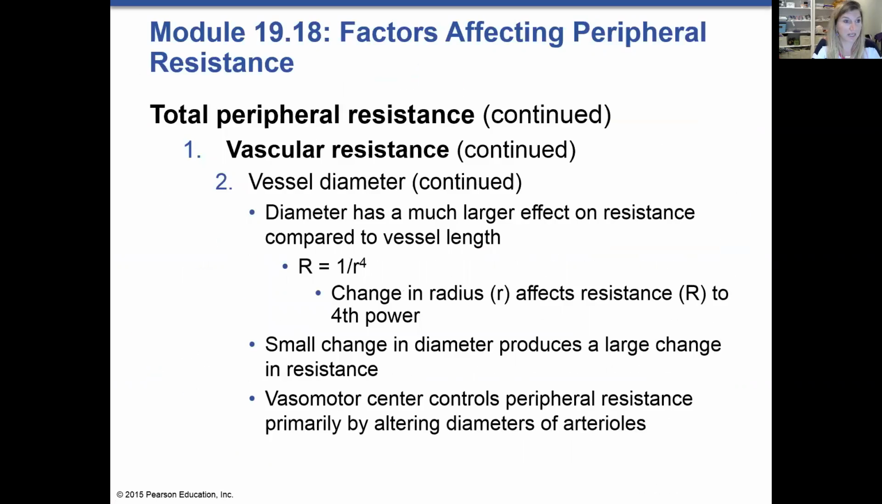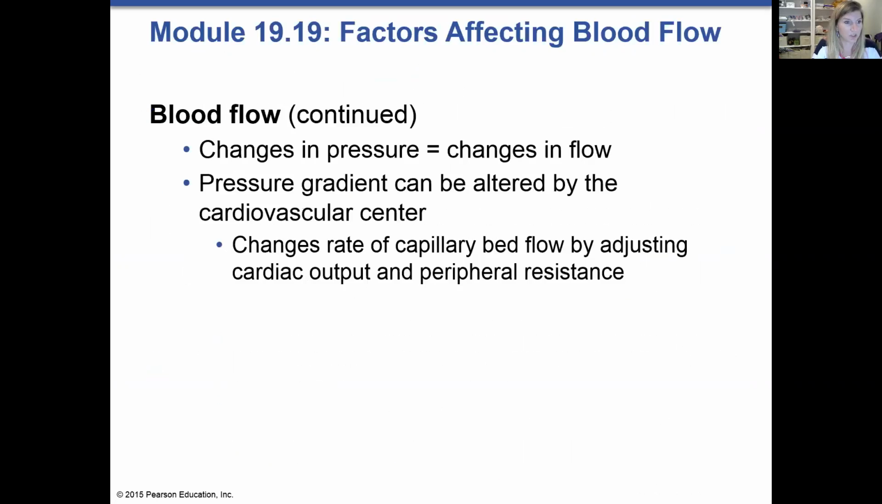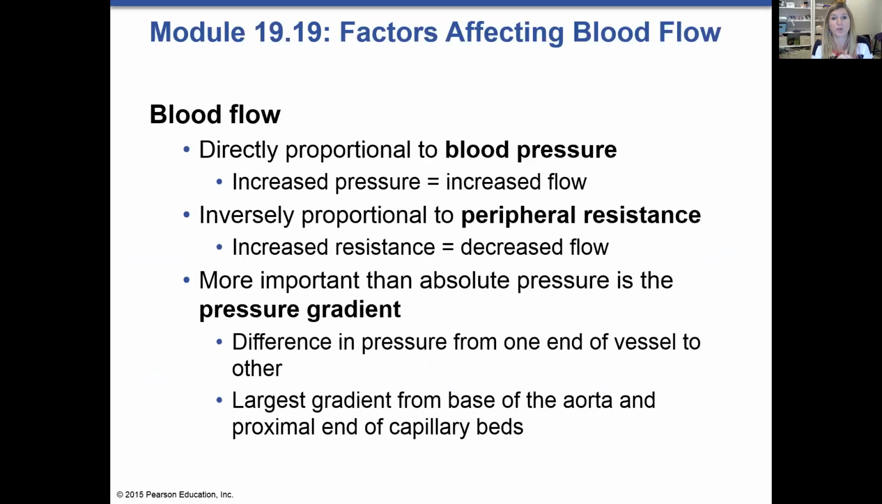We're in 1919, which is right here. So blood flow is directly proportional to blood pressure, and therefore if there's an increased blood pressure, then there's an increased blood flow. That makes sense, right? The more oomph behind it, the faster it's going to flow, the faster it's going to be pushed. However, blood flow is inversely proportional to peripheral resistance. All of those things like vessel length and vessel diameter, turbulence, etc. Increased resistance is going to decrease flow. So blood flow is determined by pressure and resistance.